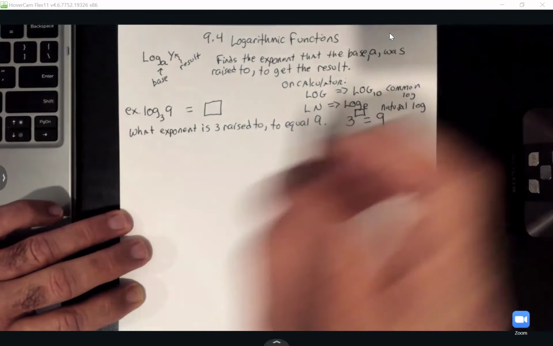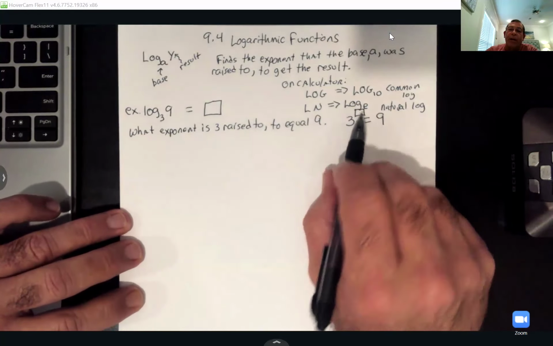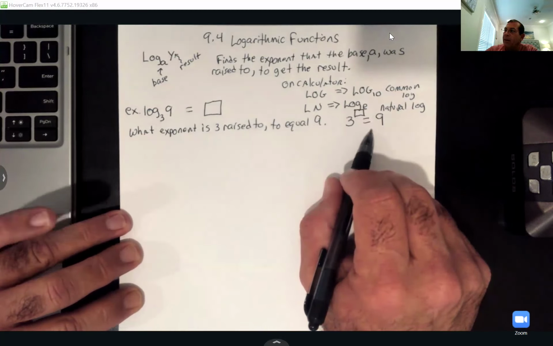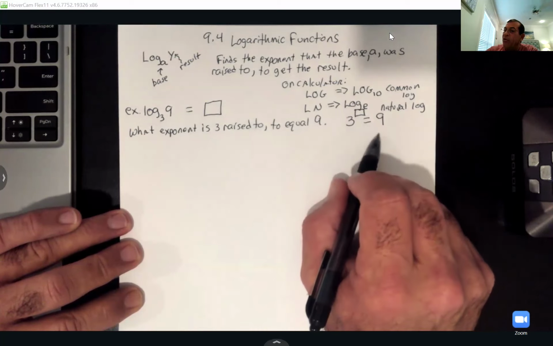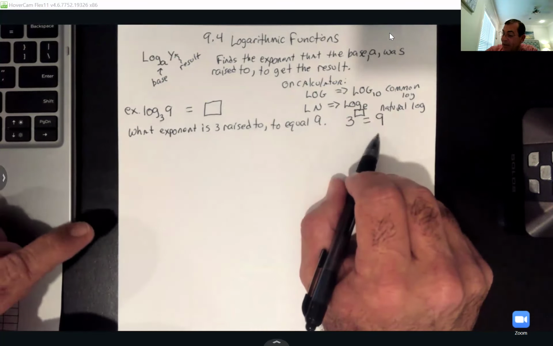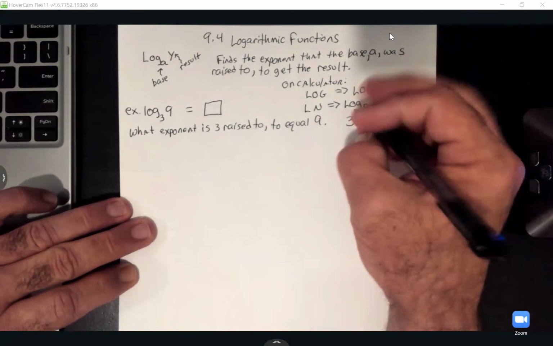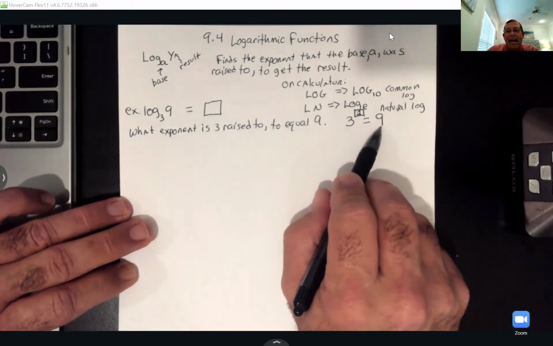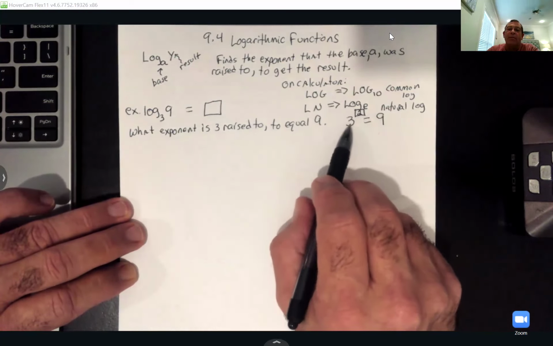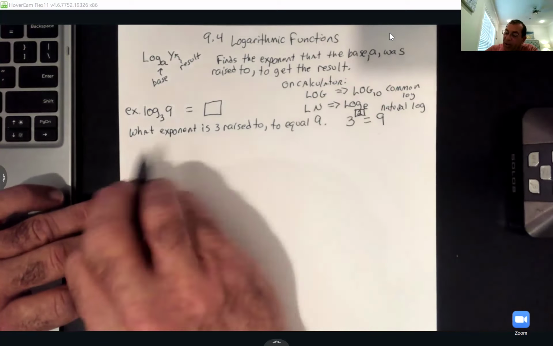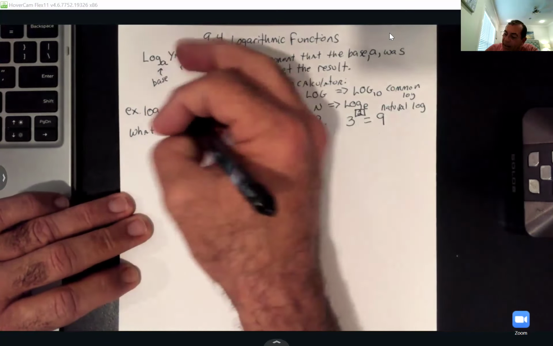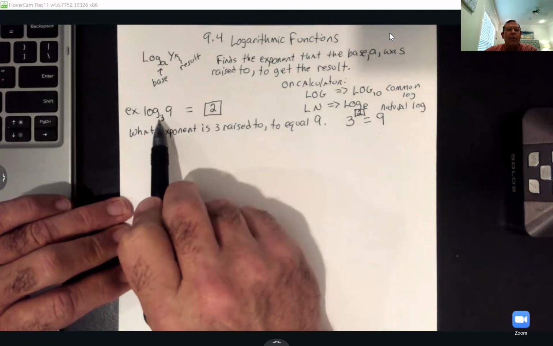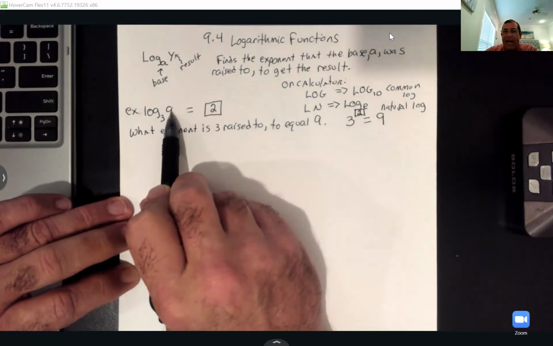Is it 3? Oh, let's see. If we put a 3 there, that would be 3 times 3 times 3. So 3 times 3 times 3 equals actually 27. Oh. So would it be squared? It'll be a squared, right? That'll be a 2 there. Because 3 times 3 is 9. So remember, the exponent is telling me how many times to multiply that to get that 9. So that'd be 2 times. So when I punch this on my calculator, it's going to give me an answer of 2. Since 2 is the exponent that we would raise 3 to make 9.